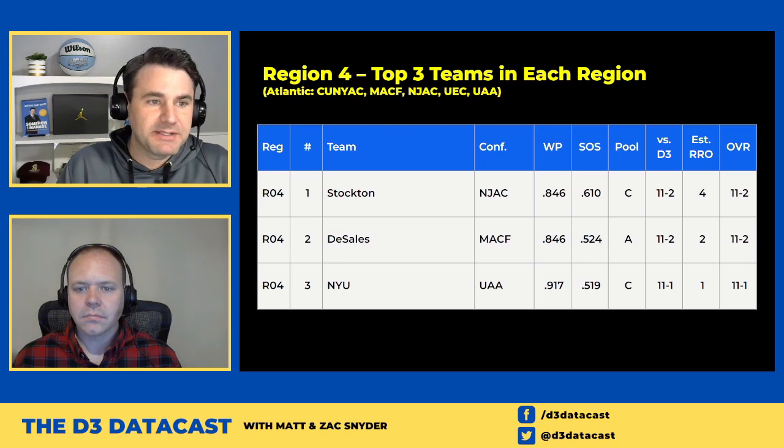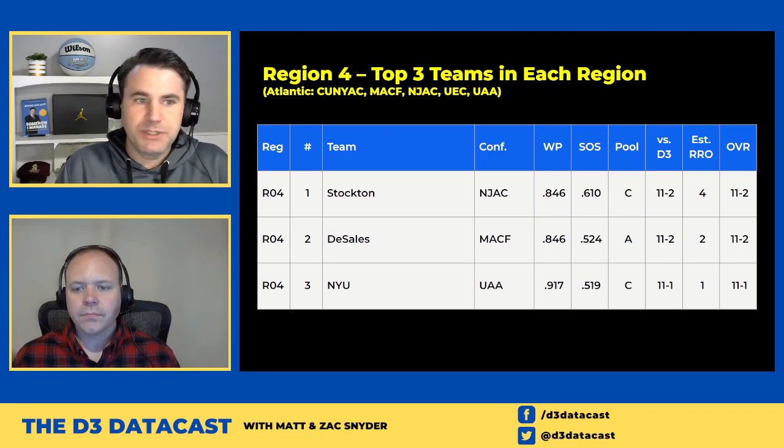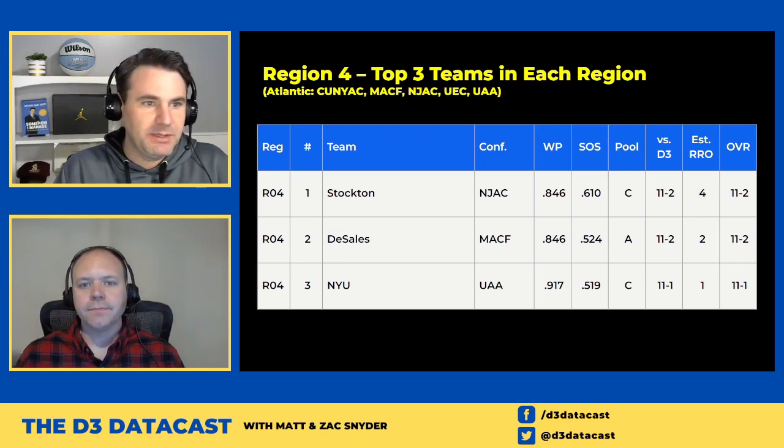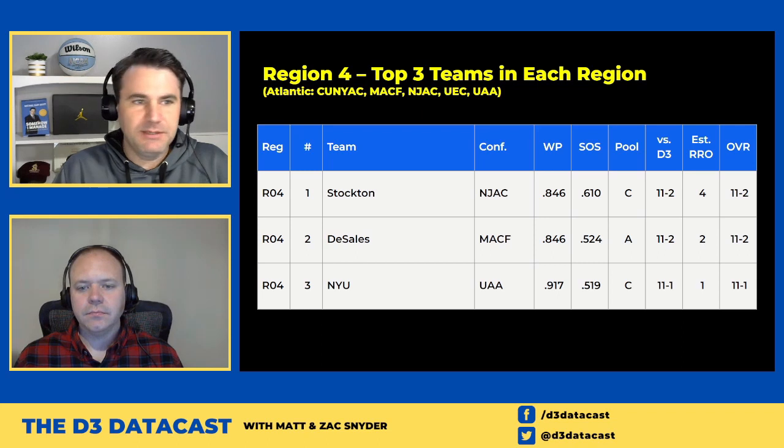DeSales may be next. They have wins over Montclair State and Muhlenberg for 2 regionally ranked wins. I think DeSales is not probably in hosting range right now, so they would probably be off somewhere else if the brackets were released coming up here. But they would be in good position as far as being included in a Pool C bubble conversation. And then NYU, another UAA team.